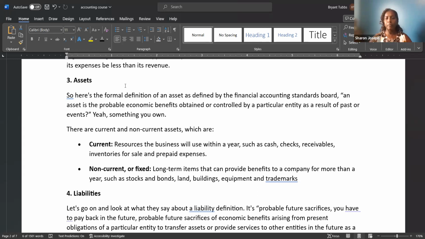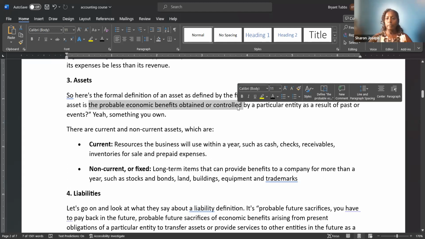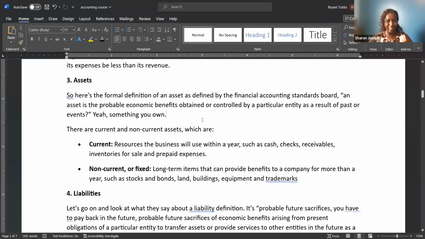So getting back to the definition of assets. An asset is the probable economic benefits obtained or controlled by a particular entity as a result of past events. Basically, it's something you own. So that's just a long way to say it. But assets can be broken down into current assets and non-current assets.